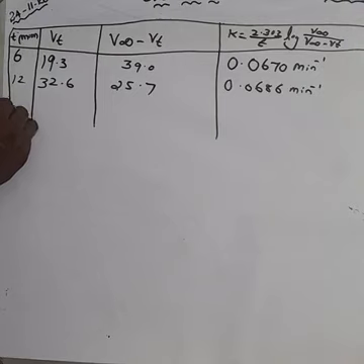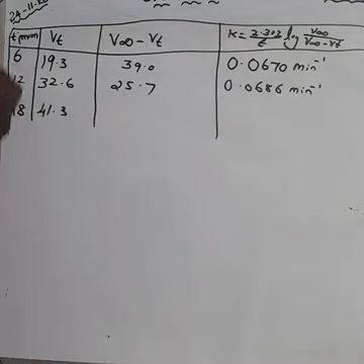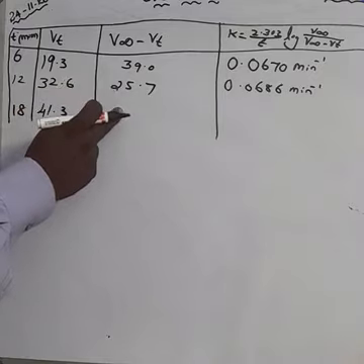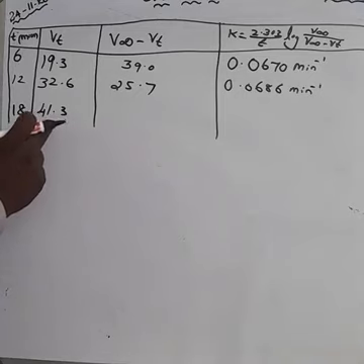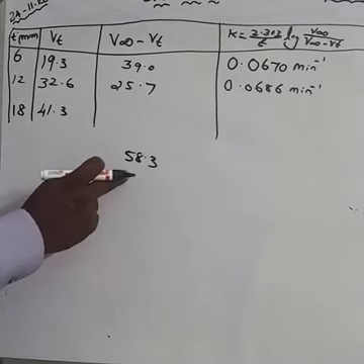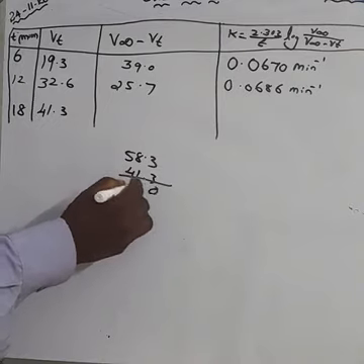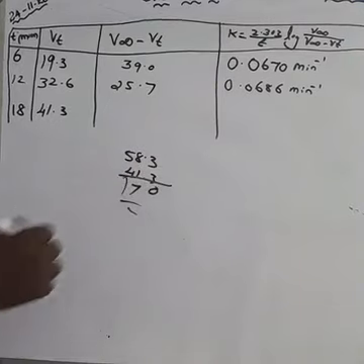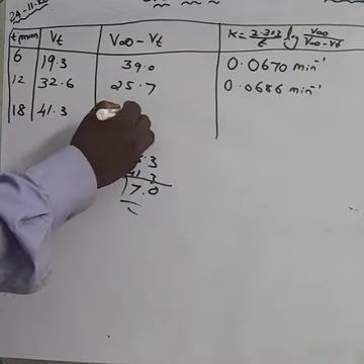For the next 6 minutes, as per the table column, the Vt value is 41.3. Then we subtract, V infinity minus Vt. 58.3 is the V infinity value, minus 41.3, and we get 17.0.